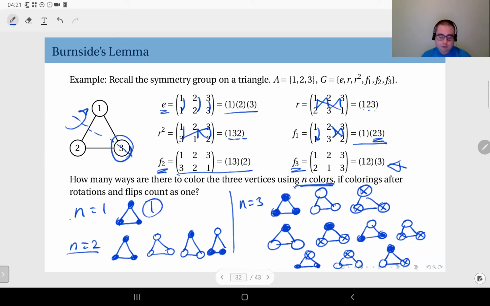So for n equals 1, it's 1. N equals 2, you get 4. N equals 3, you get 10. Well, it doesn't look like an obvious sequence. You can't really come up with an expression in terms of n on how we are going to express the number of ways to color the vertices.